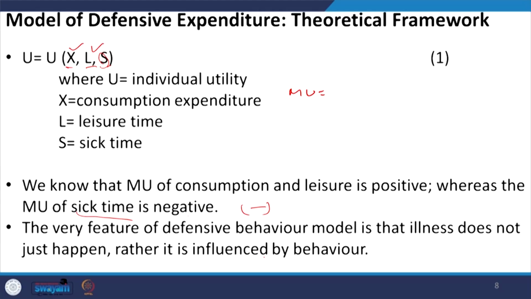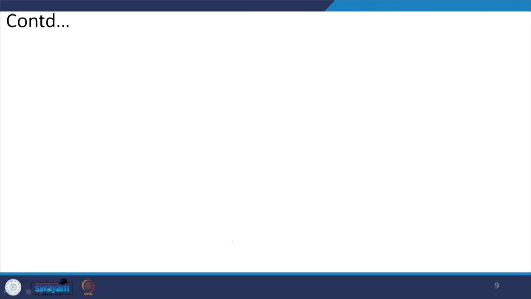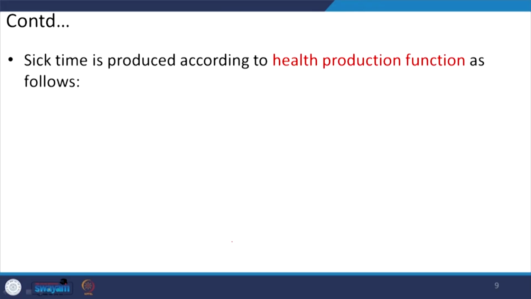Based on this understanding, the very feature of this defensive expenditure model is that illness cannot happen just like that. Illness is rather influenced by the behavior of the person. So, behavior is one of the vital factors that can control the illness, how many times the person is falling sick. If he is trying to avoid the illness, it must be reflected in his behavior or his actions.